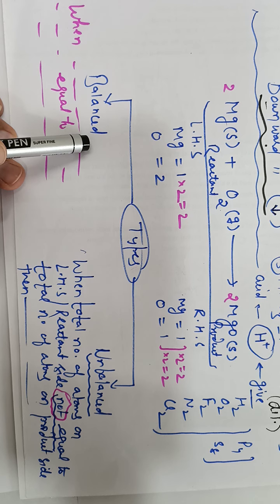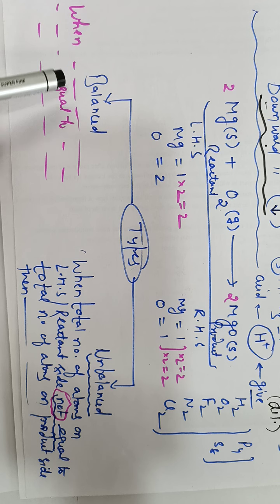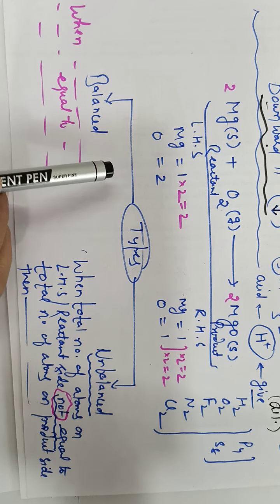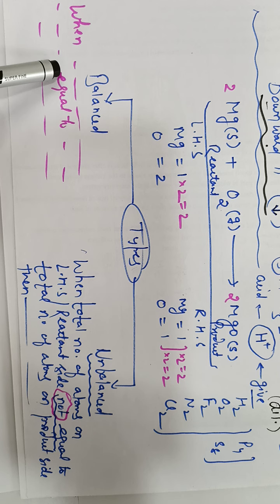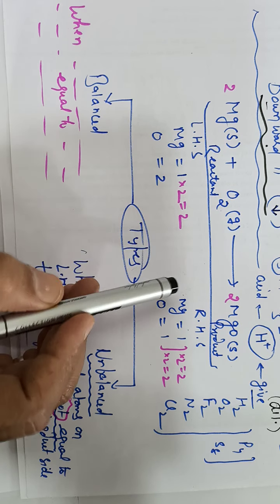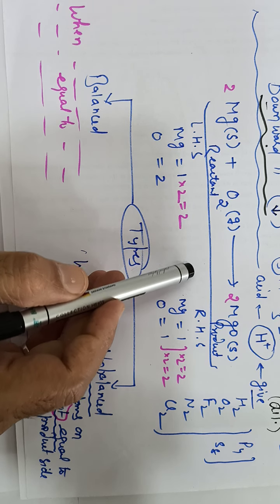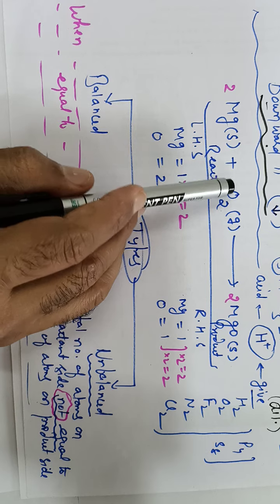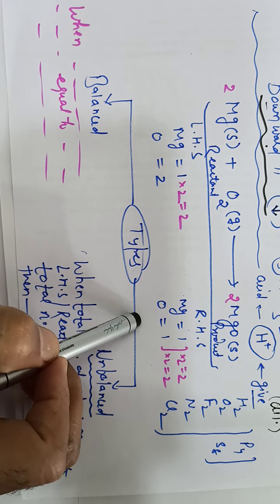When total number of atoms on both sides are equal, then it is called the balanced chemical equation. Here we can see the example of a balanced chemical equation. Total number of atoms on both sides equal, we will balance the equation. Now select the formula having largest number of atoms. Here oxygen is 2, but here is 1.